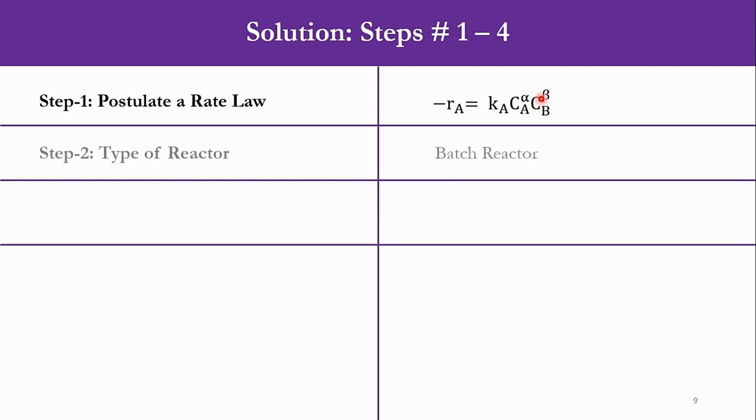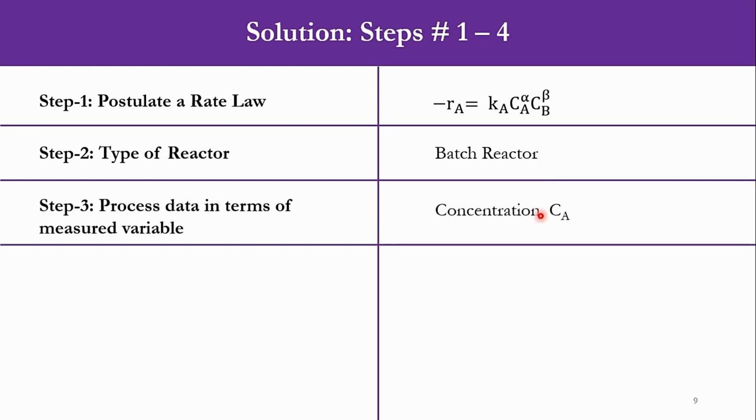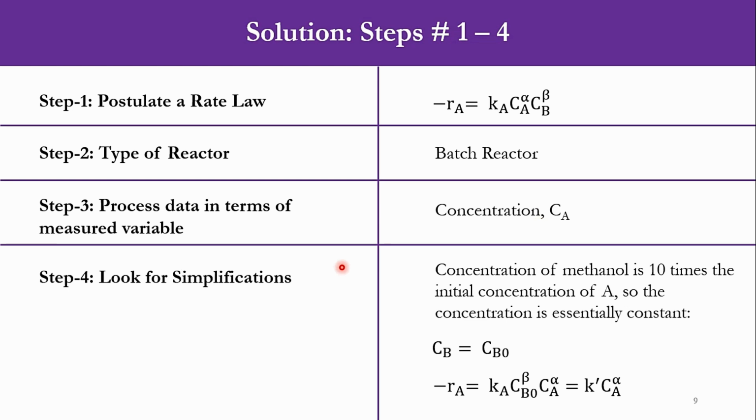Now, if you remember the algorithm for data analysis, the first part was to determine which model to be used. Since it's a homogeneous system, we will apply the power law model, which is minus Ra is equal to K Ca raised to power alpha, Cb raised to power beta. The type of reactor, obviously, is a batch reactor. The measured variable is concentration, and if there are any assumptions in step 4, yes there are, that methanol is in excess. So accordingly, Cb will become equal to Cb naught. Once you combine these, you get a pseudo rate constant, which is K prime Ca raised to power alpha.